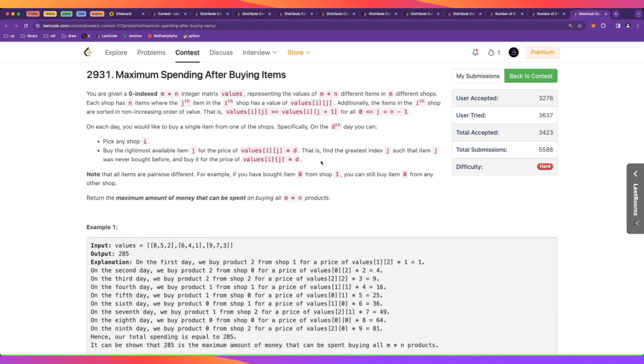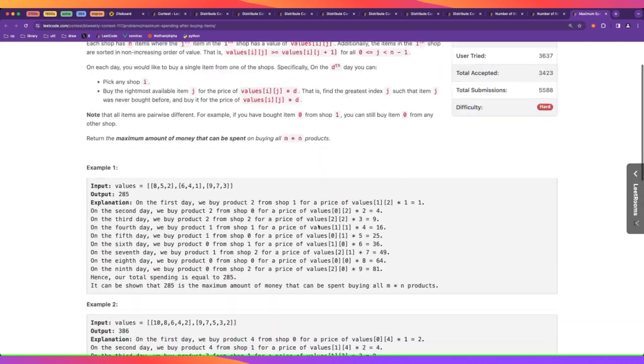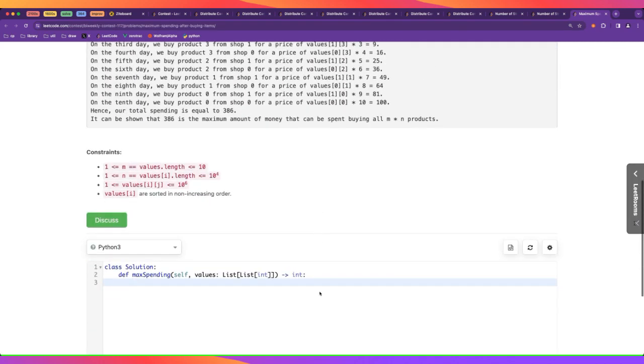So we can do this greedily by doing an n-way merge. So that is the key to solve this problem. So how do we do an n-way merge?